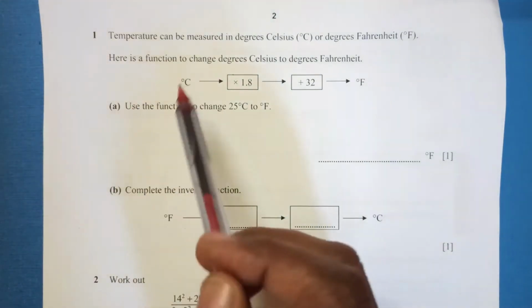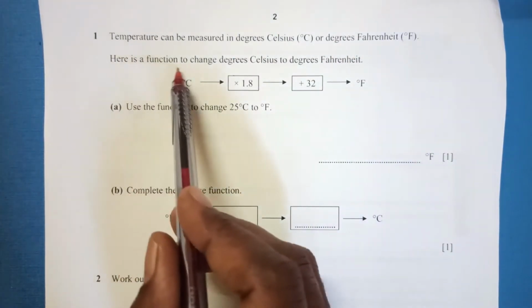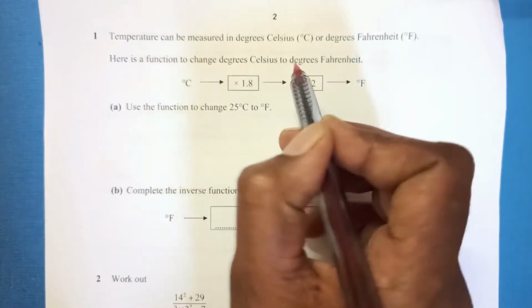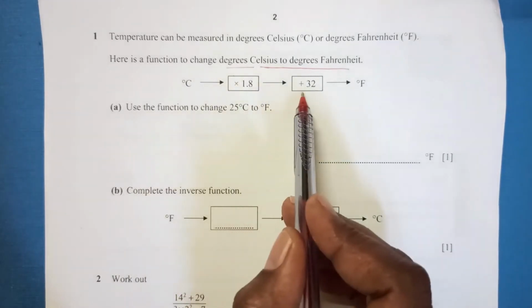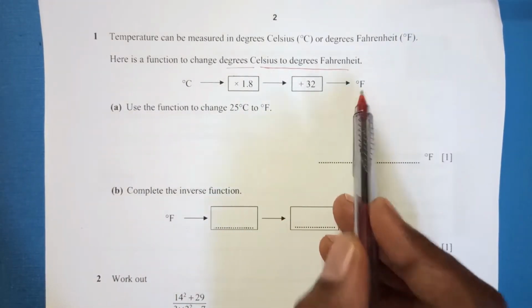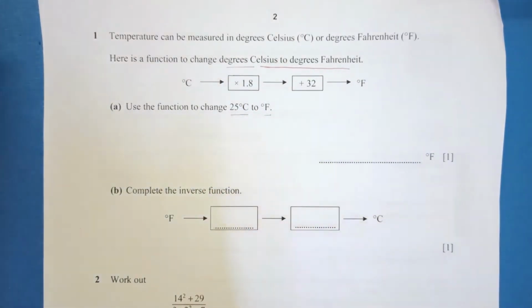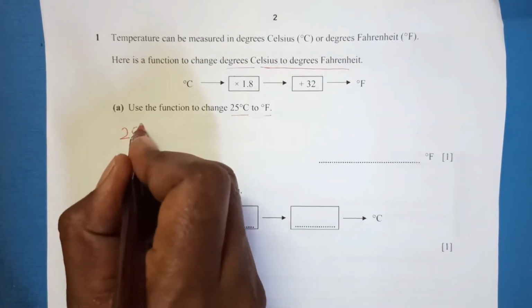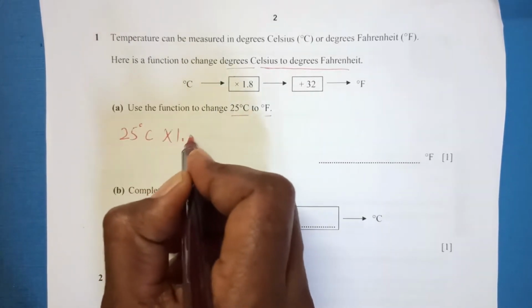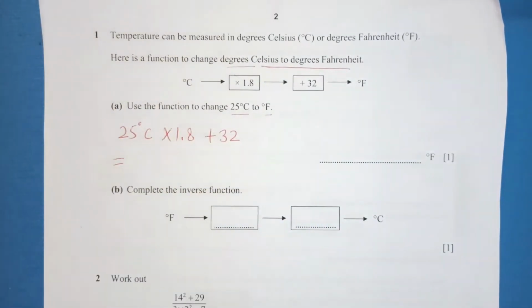Question 1. Temperature can be measured in degree Celsius or degree Fahrenheit. Here is a function to change degree Celsius to degree Fahrenheit. We are given degree Celsius times 1.8 plus 32 gives you temperature in Fahrenheit. Use the function to change 25 degrees Celsius to Fahrenheit. So we are going to use the same operation, the same function that is given to us. It is 25 degrees Celsius times 1.8 here, then we will add 32. So the answer will be the temperature in Fahrenheit.